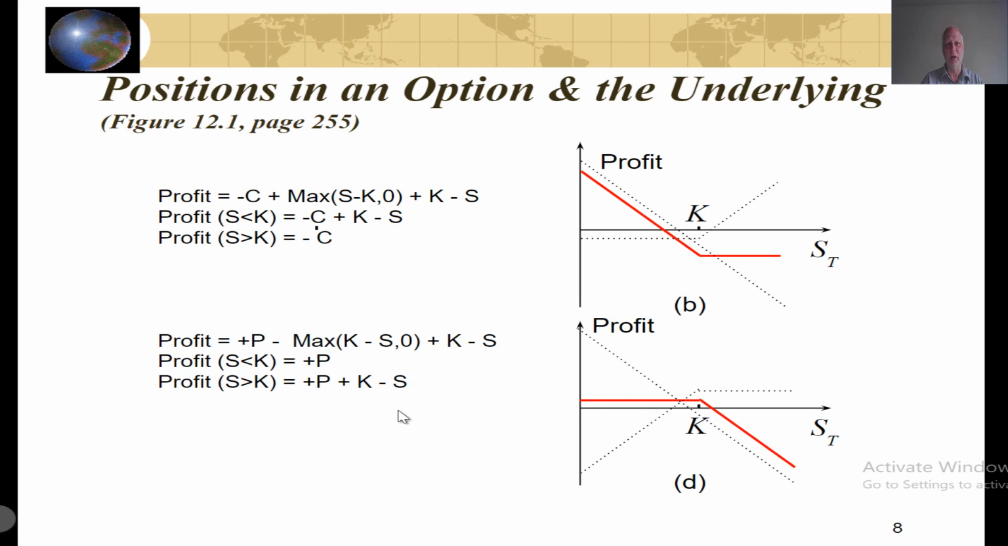And if S is greater than K, then this is 0, and we end up with plus P plus K minus S. So we get a payoff here. If the stock goes down, we lose money. If the stock goes up, we don't lose as much as if we hadn't sold the underlying put option.